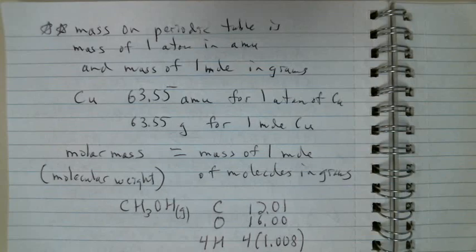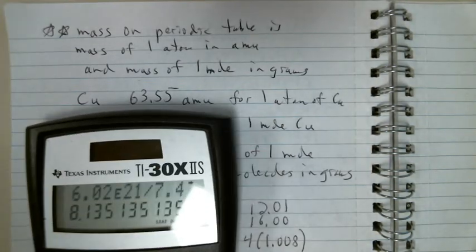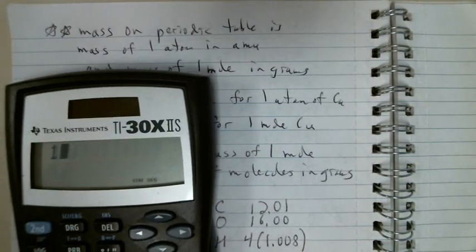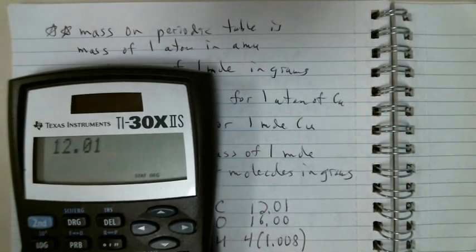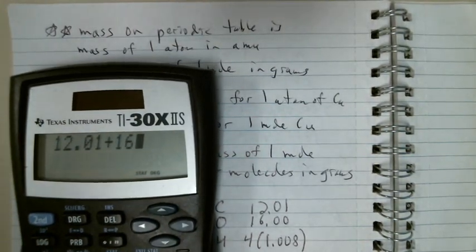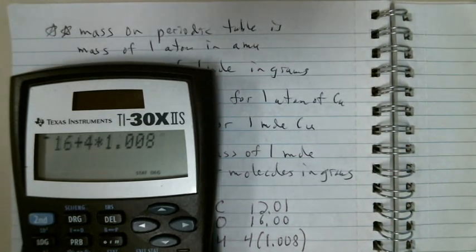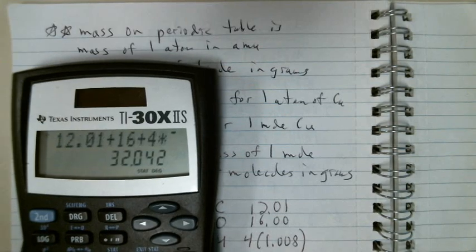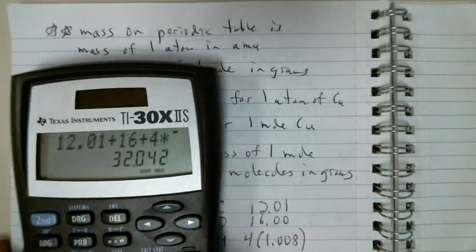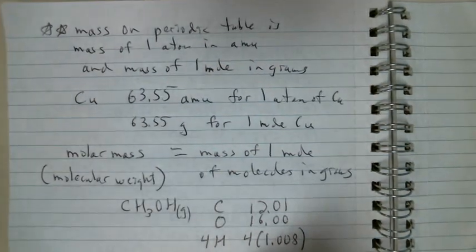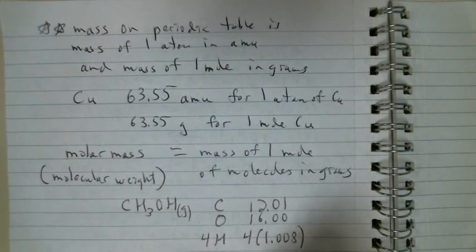But if I add all those up, let's see what we get. Okay, so I've got 12.01 plus 16 plus 4 times 1.008. And notice the calculator can handle that order of operations just fine. 32.04. So I get 32.04.